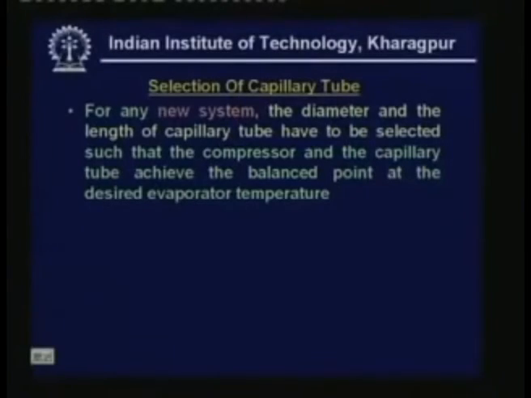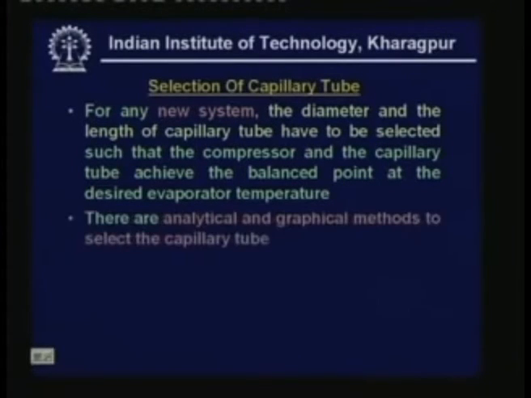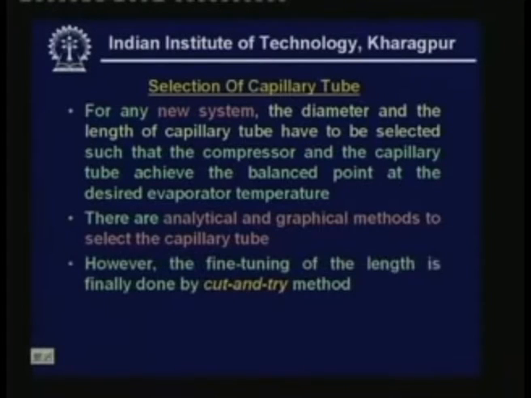So that is what is explained here. For any new system, the diameter and the length of capillary tube have to be selected such that the compressor and the capillary tube achieve the balance point at the desired evaporator temperature. There are analytical and graphical methods to select the capillary tube, but both these methods involve certain assumptions. So finally, the fine tuning of the capillary tube is always done by using what is known as the cut and try method.